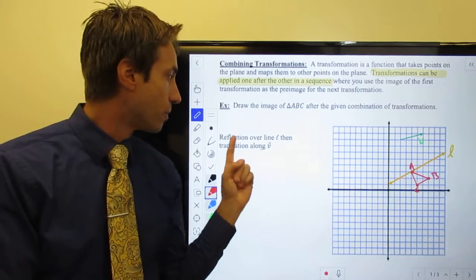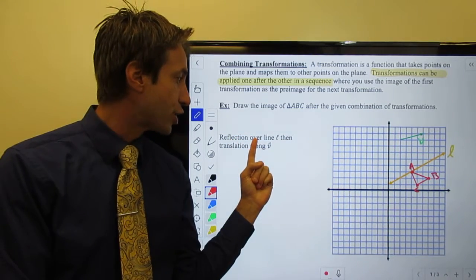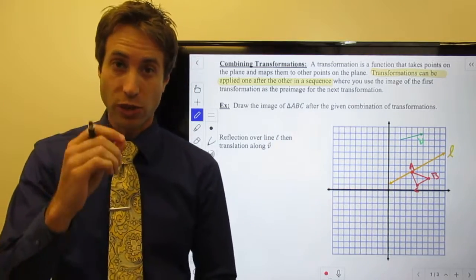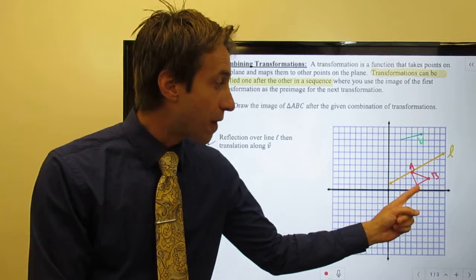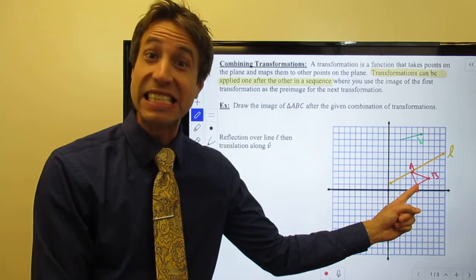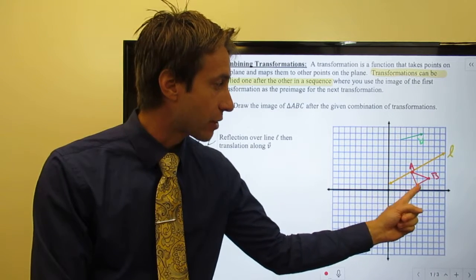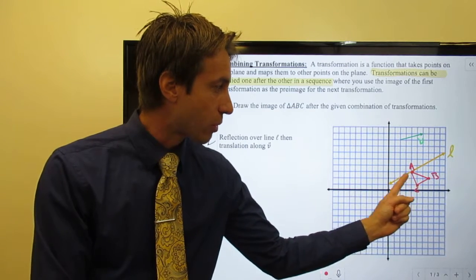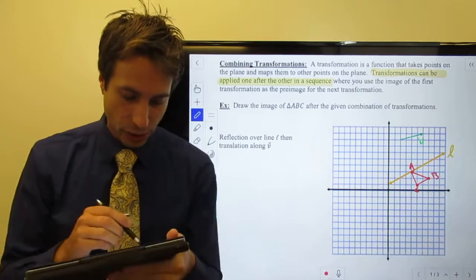First thing I'm going to do, I want to do a reflection over line L. Remember the way that a reflection works. For a reflection, we need to find the point that is exactly perpendicular, that will intersect my line of reflection, so that it is perpendicular. Take a look at this.